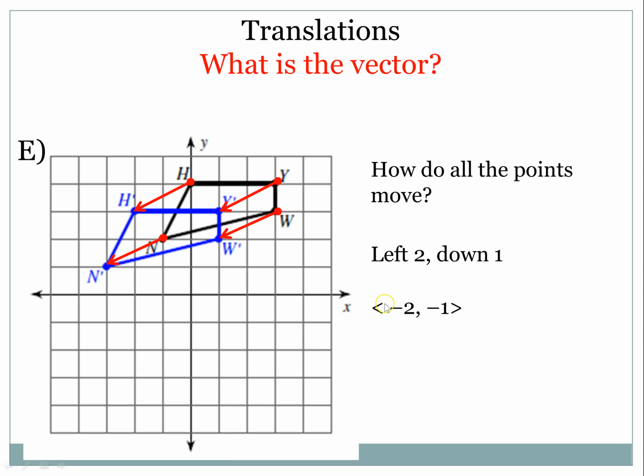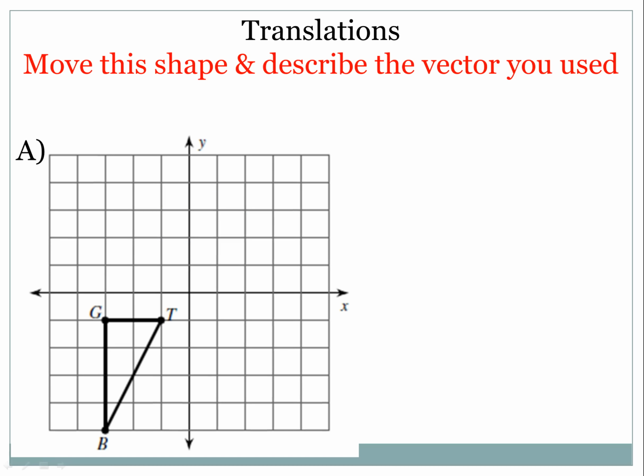And again, those are in the pointy parentheses, or the less than and greater than signs, just to show that it is a vector and not a point. So this takes us back to point A. And for you, all I'm asking you to do is to move the shape. Now, if you have my notes, then you have this graph. If you don't have my notes, you'll recognize that this is the same triangle, GTB. You could move it anywhere you want in the coordinate plane and just describe the vector that you used.